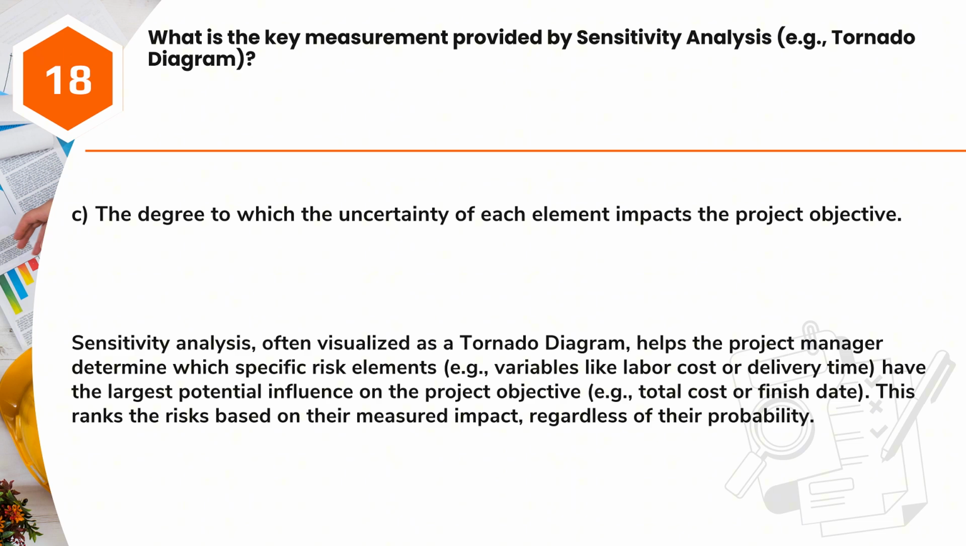Sensitivity analysis, often visualized as a tornado diagram, helps the project manager determine which specific risk elements, e.g., variables like labor cost or delivery time, have the largest potential influence on the project objective, e.g., total cost or finish date. This ranks the risks based on their measured impact, regardless of their probability.